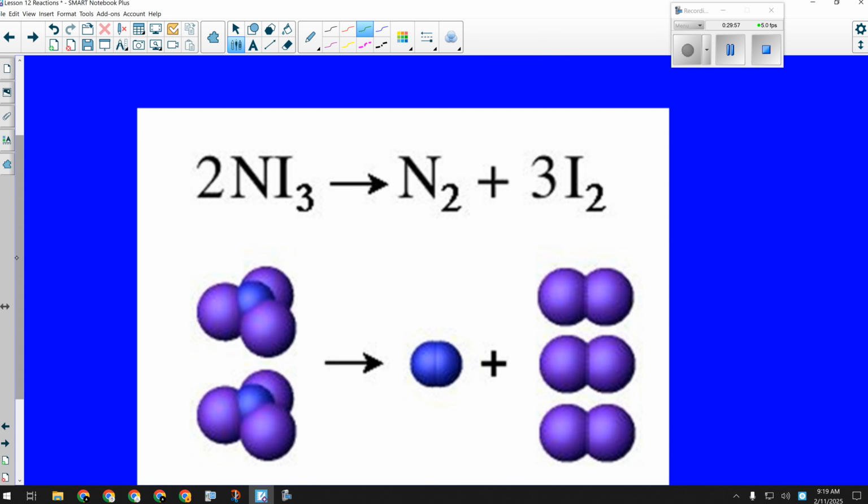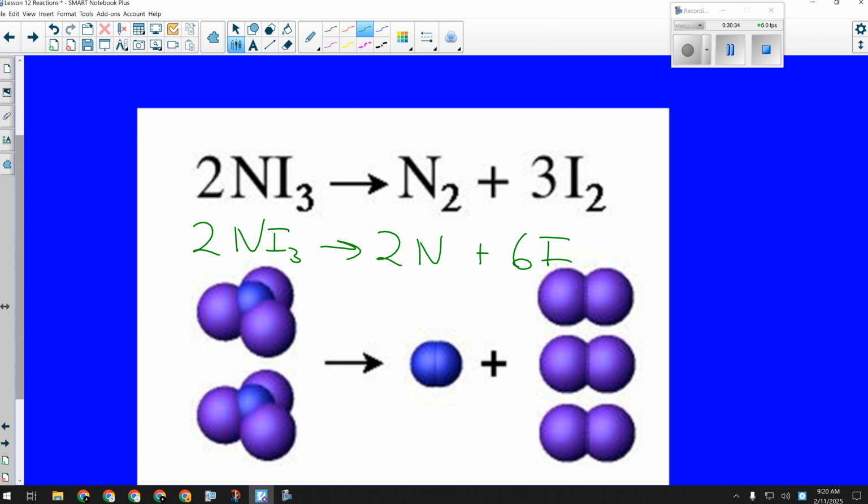Because if I wrote this reaction like this, it's still balanced, right? I still have the same number of both things on both sides, but it's wrong because that's not what it looks like. Okay? The real reaction produces a molecule of nitrogen, not 2 separate nitrogen atoms, and it produces 3 molecules of iodine, not 6 separated iodine atoms. Okay? Everyone follow the difference there?